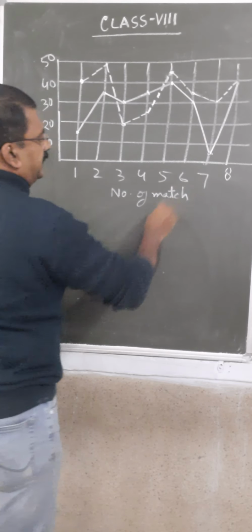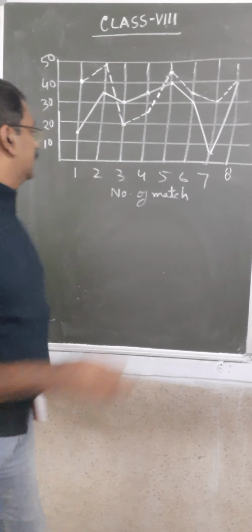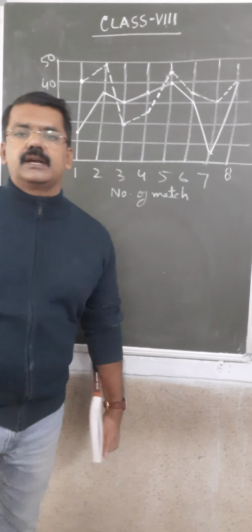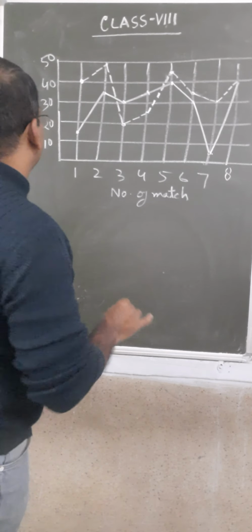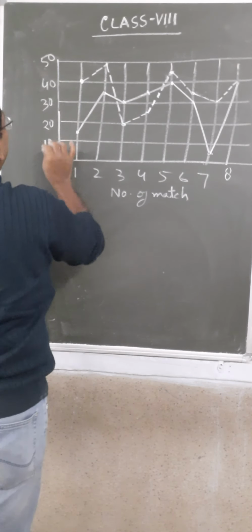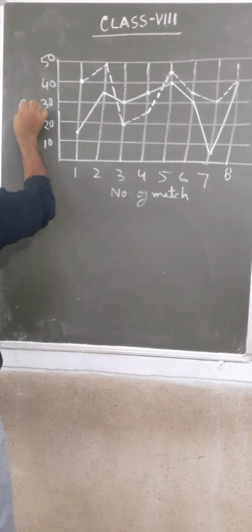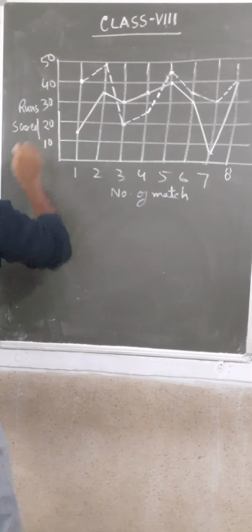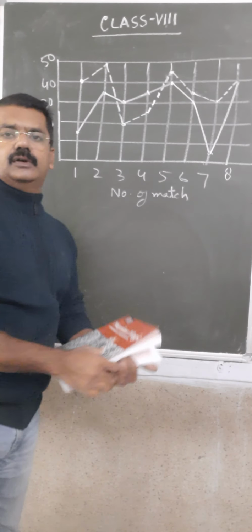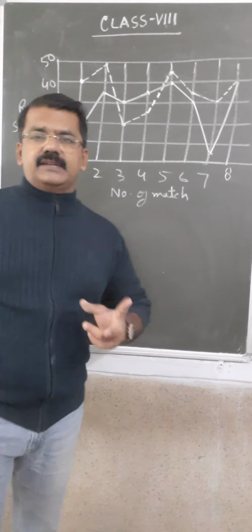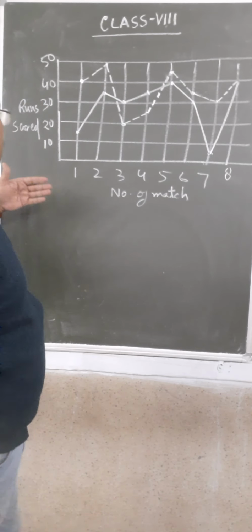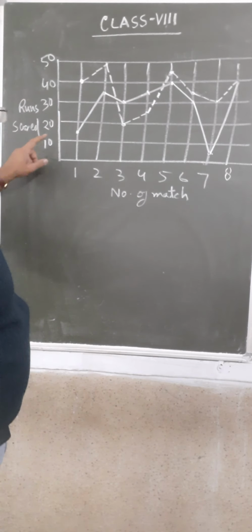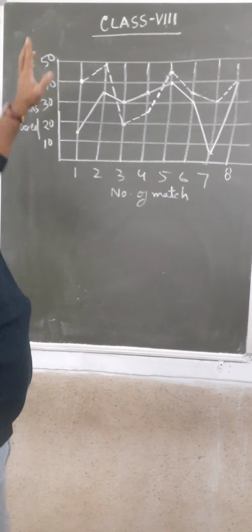We are talking about cricket matches. So number of match: first match, second, third, fourth, fifth, sixth, seventh, eighth, 8 matches. And this is runs scored. On the x-axis, 1 centimeter is equivalent to 1 match. On the y-axis, 1 centimeter is equivalent to 10 runs: 10 runs, 20 runs, 30 runs, 40 runs, 50 runs.